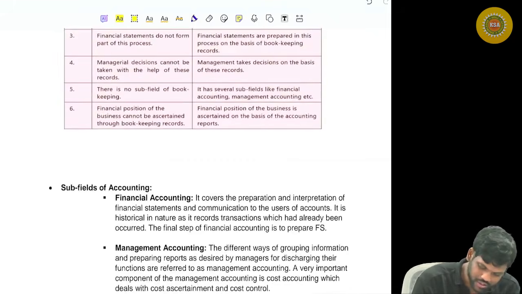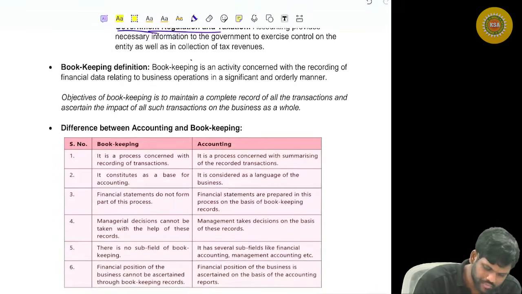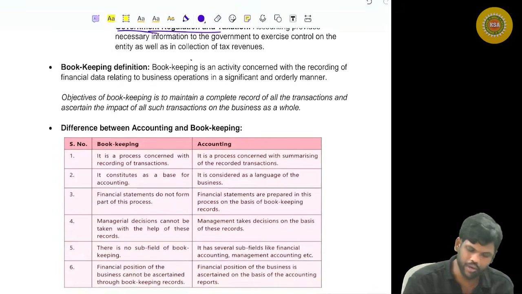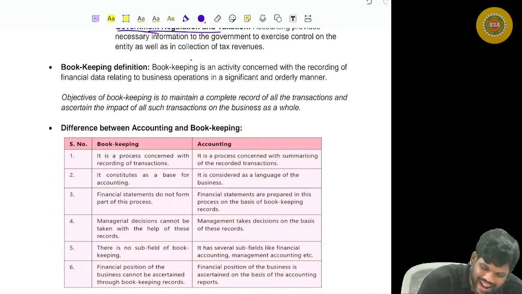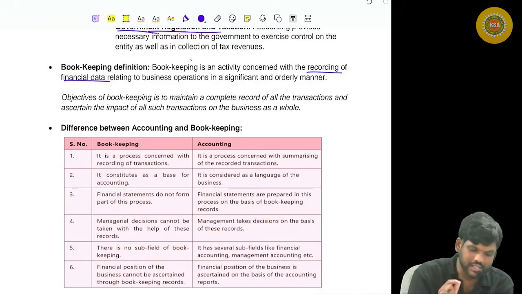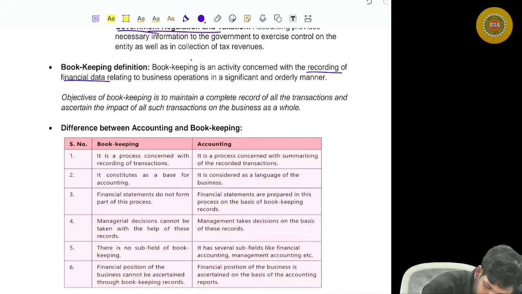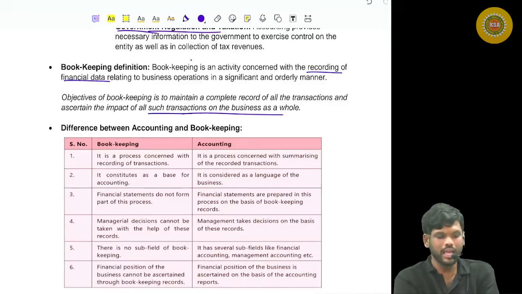That's all. We almost reached there; there are 2-3 more topics in the first unit. Then there is bookkeeping. As I told you, bookkeeping is an activity which is concerned with recording of the data. It is mainly concerned only with recording or maintaining a record of transactions to understand what is the impact of all those transactions on the business.